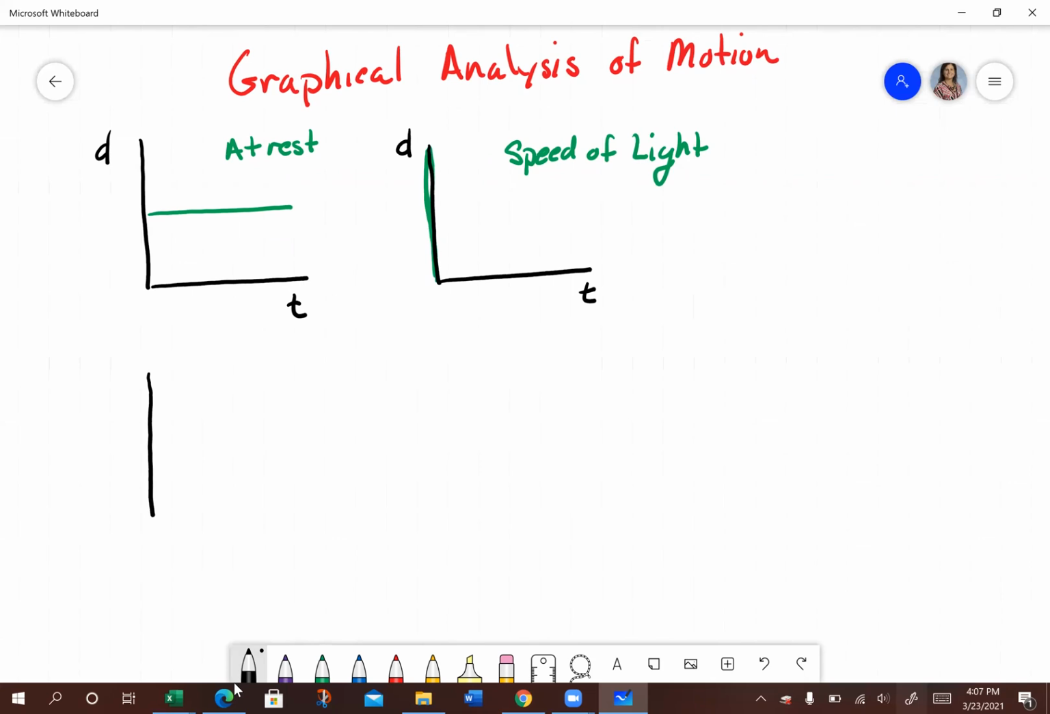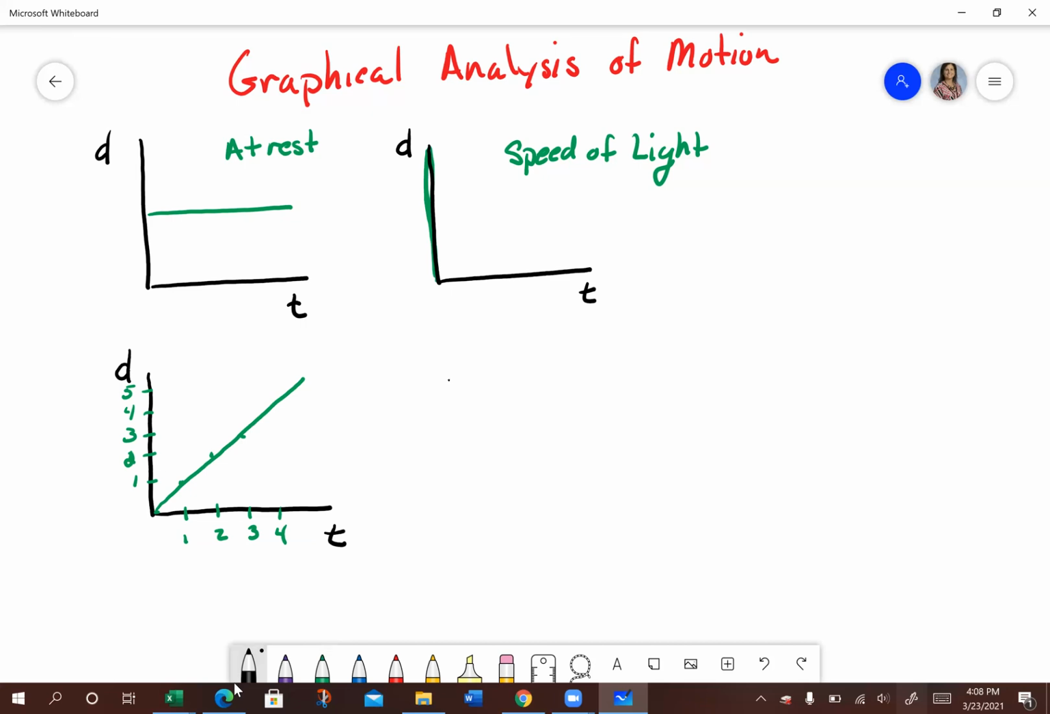So if I were to walk forward at a rate of about 2 meters per second, my distance would be increasing over time. So let's say this would be 1 second, 2, 3, 4 seconds, and I'd walk a distance of maybe 5 meters. And every second I went 1 more meter, right? So in 2 seconds I was at 2 meters, 3 seconds, 3 meters, and so on. We'd get a nice diagonal line, right?